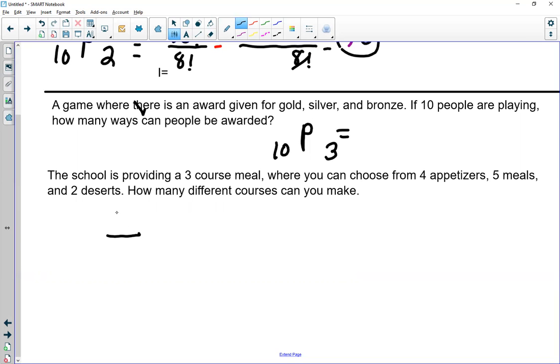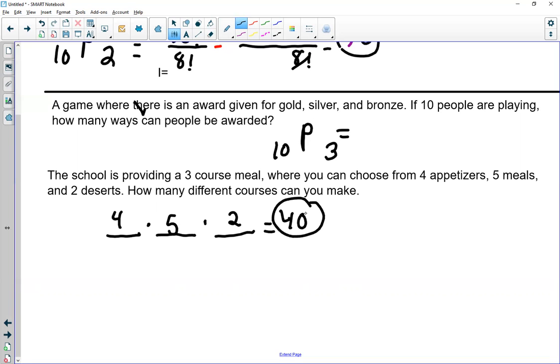How many appetizers can you choose from? 4. This is a different thing, called counting principle. There's 5 meals and there's 2 desserts. So you just multiply because you have 4 choices, then 5 choices, and then 2 choices afterwards. So it's 4 times 5 times 2, which is 40. Yeah, you have to set it up like that though.